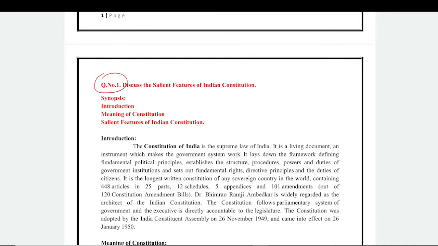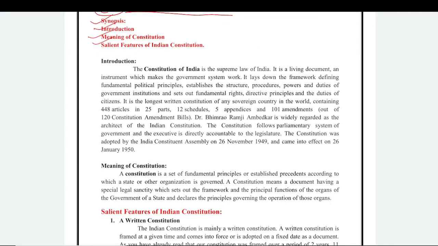That first question is very important from the exam point of view. Discuss the salient features of the Indian Constitution. Here we will explain as a synopsis: first the introduction, then the meaning of the Constitution, then we write the salient features of the Indian Constitution. First we will write the introduction about the Indian Constitution.